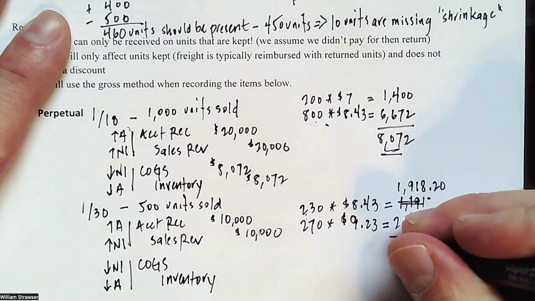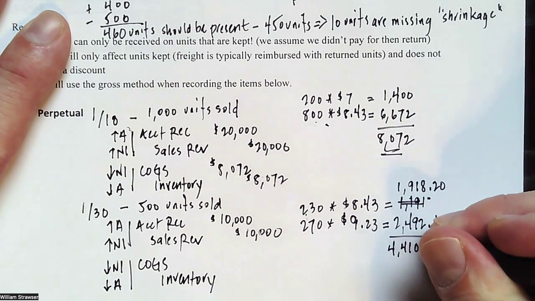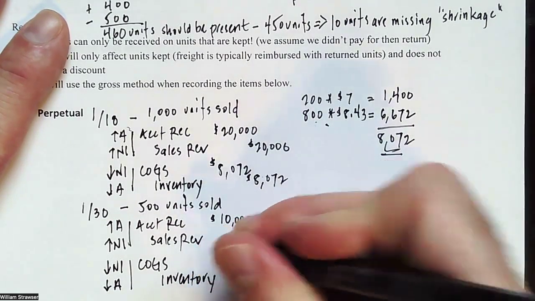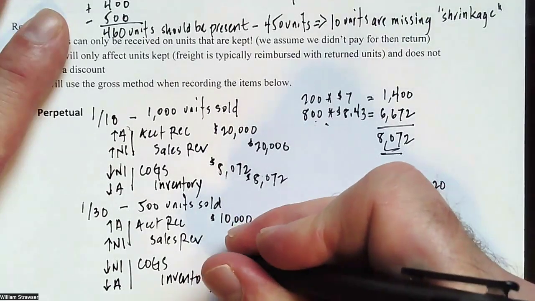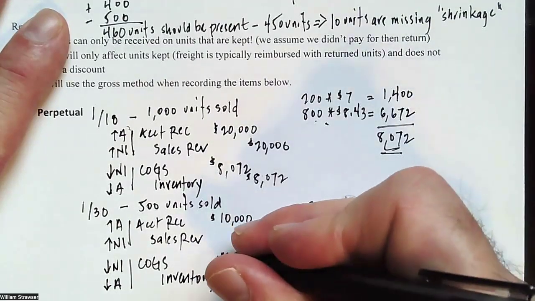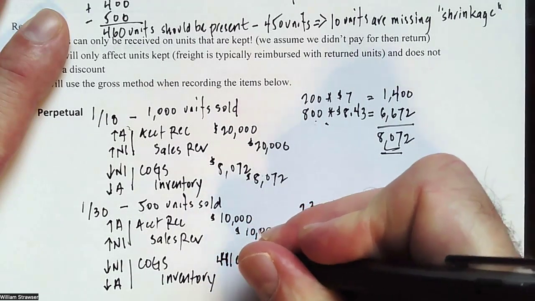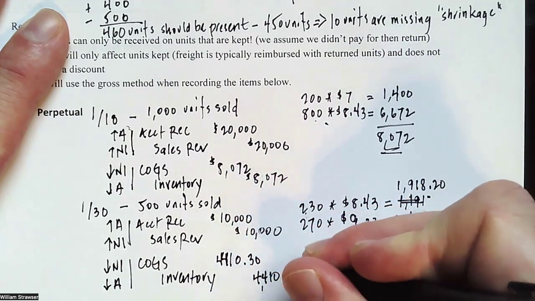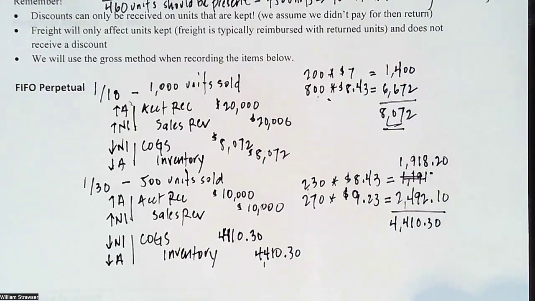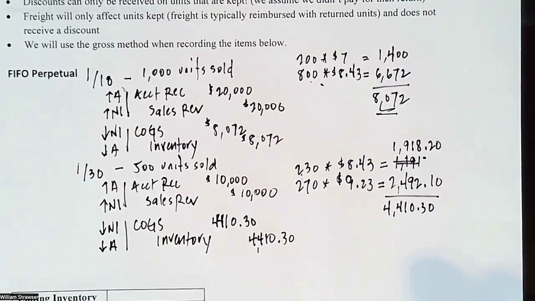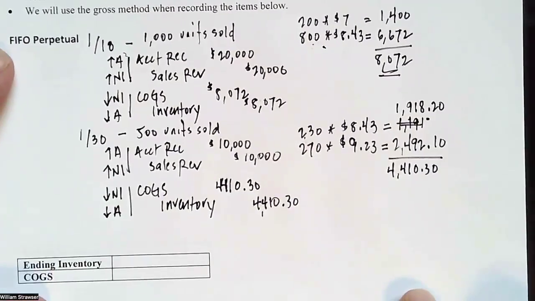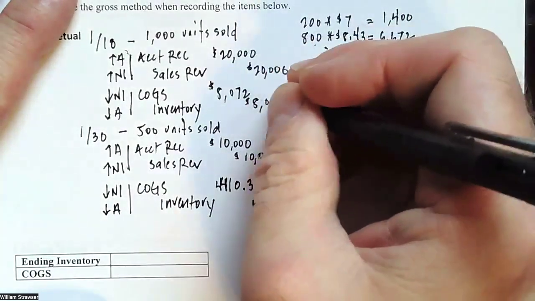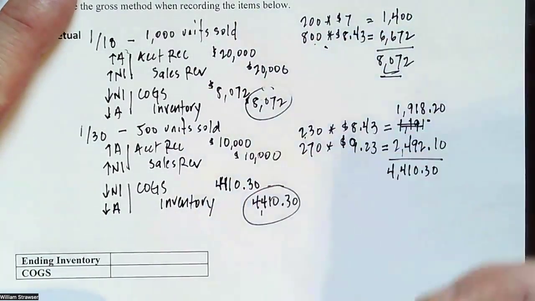So adding those two up gives me $4,410.30. Now, that would be the amount I would put into this entry on this date. So those are the entries I would make on the two separate days. If I was thinking about the total cost of goods sold, then I would just add the 8,072 with the 4,410.30.